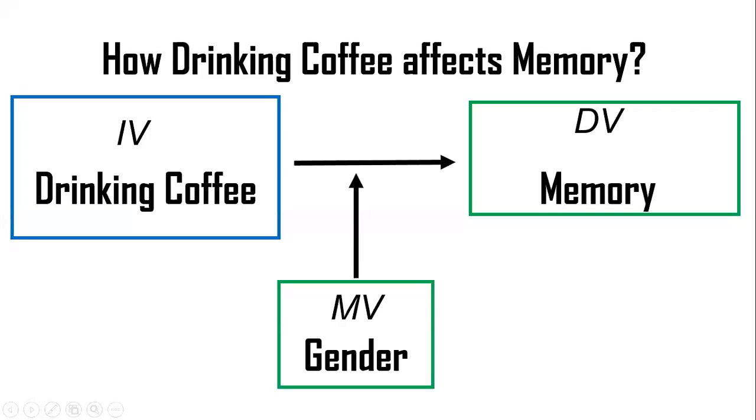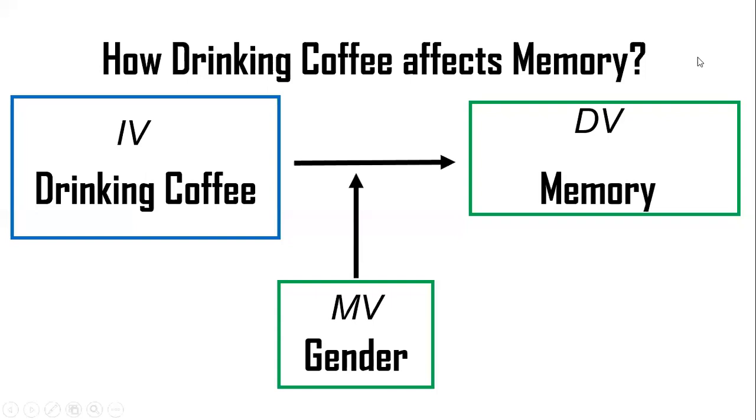So in this case, even if you say you just wanted to study the IV and the DV, or the independent variable and the dependent variable, you cannot neglect the possibility of gender as a moderating variable affecting the result of the drinking coffee, or the independent variable, to memory, or the dependent variable.